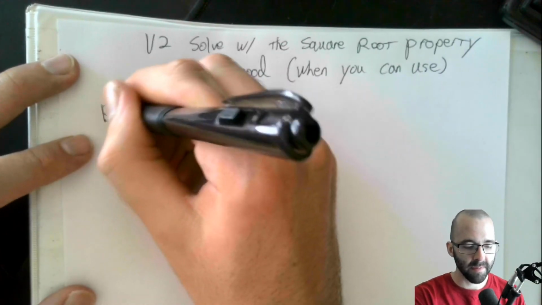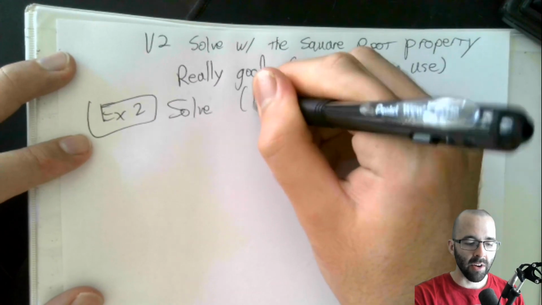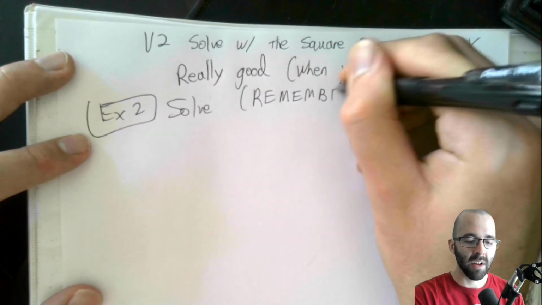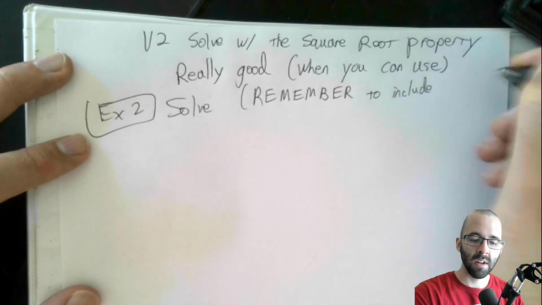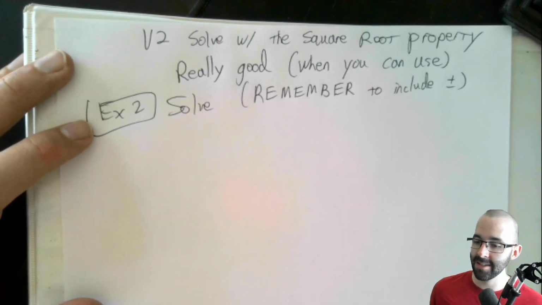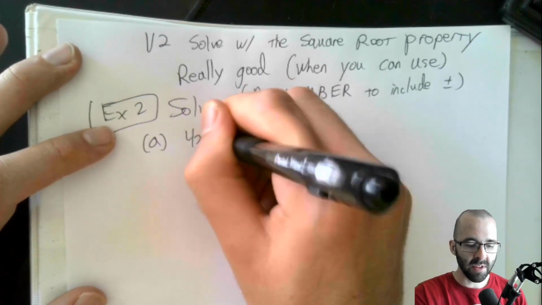Example 2. Solve. And I'm going to write this in all capital letters because it is that important. Please remember to include plus or minus. And we'll see more about what that means in a sec. So solve these problems. 4x squared equals 9.